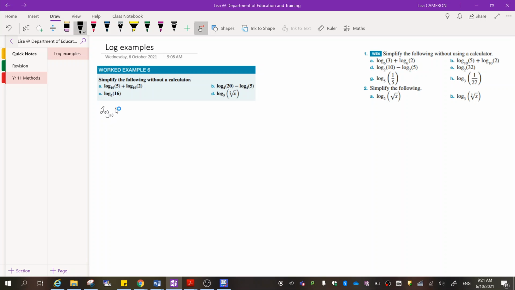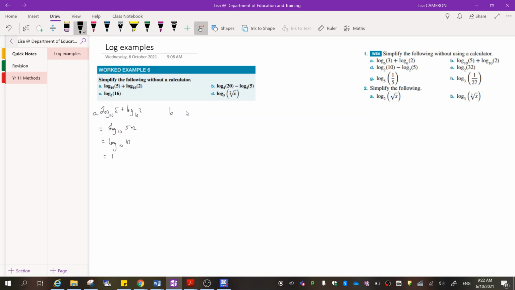Log with base 10, 5 plus log base 10, 2. Remember that logs are the opposite to indices. So for indices, if I have two things multiplying, I add the powers. For logs, if I have two things adding, that means I times these numbers on the end. So that means I've got log 10, 5 times 2, which gives me log 10, 10. Now, this is one of the tricks that we talked about earlier. If this matches that, then you know that it's going to be equal to 1. Okay, so that's A done.